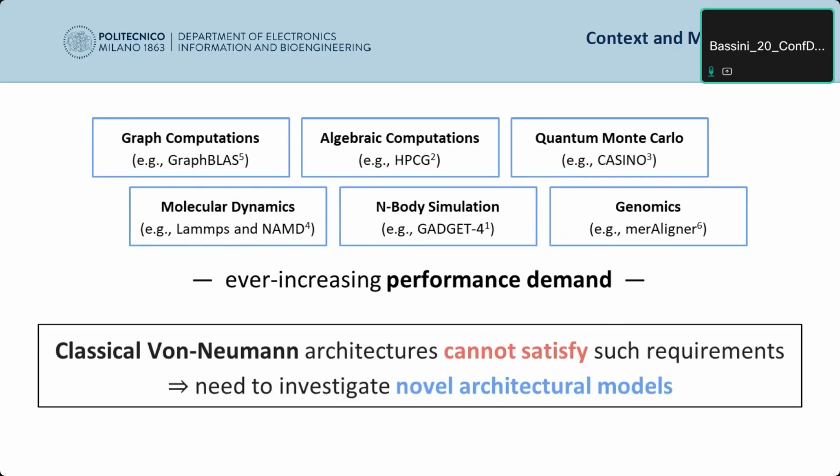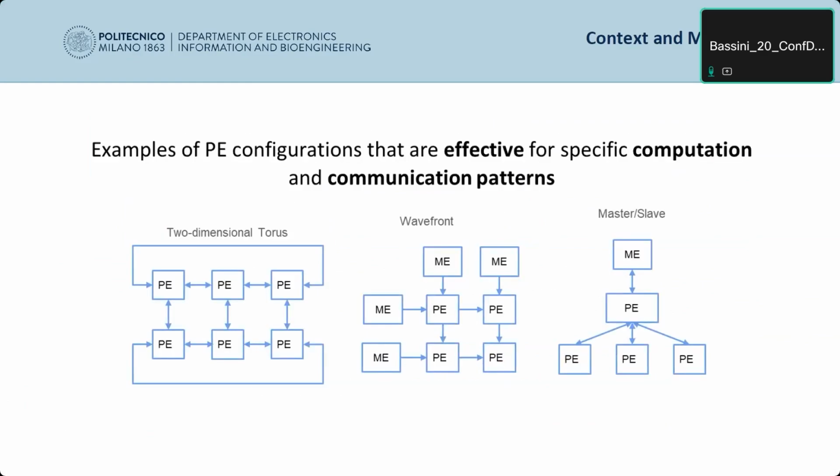So one of these architectural models we can explore are spatial architectures, where the main idea is that we have processing elements and memory elements which are spatially distributed across our chip, and then we have different interconnections which are basically tailored to the specific application that we want to execute.